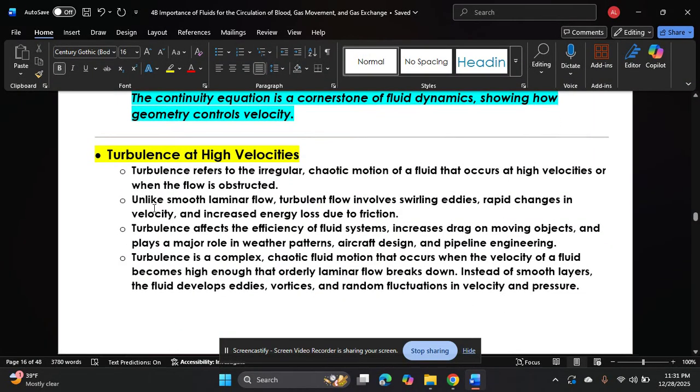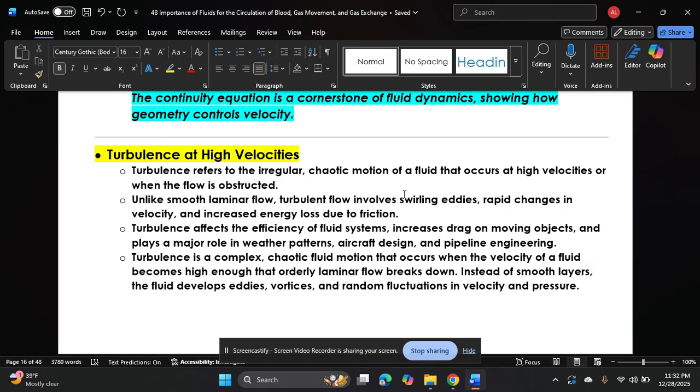Okay. Turbulence. What is turbulence at high velocities? Turbulence refers to irregular, chaotic motion of a fluid that occurs at high velocities or when the flow is obstructed. Unlike smooth laminar flow, turbulent flow involves swirling eddies, rapid changes in velocity, and increased energy loss due to friction. All right. Turbulence affects the efficiency of fluid systems, increases drag on moving objects, and plays a major role in weather patterns, aircraft design, and pipeline engineering.